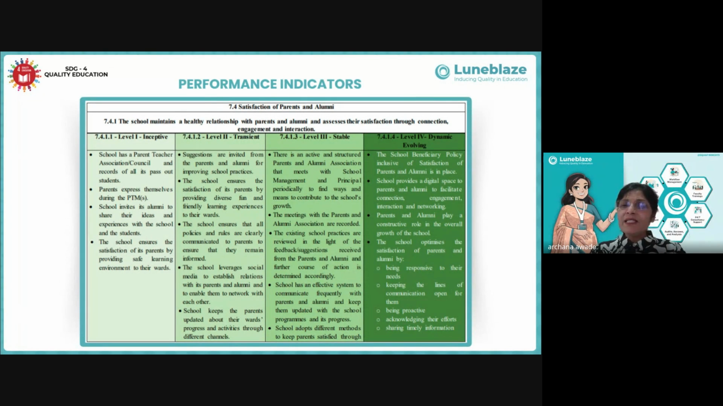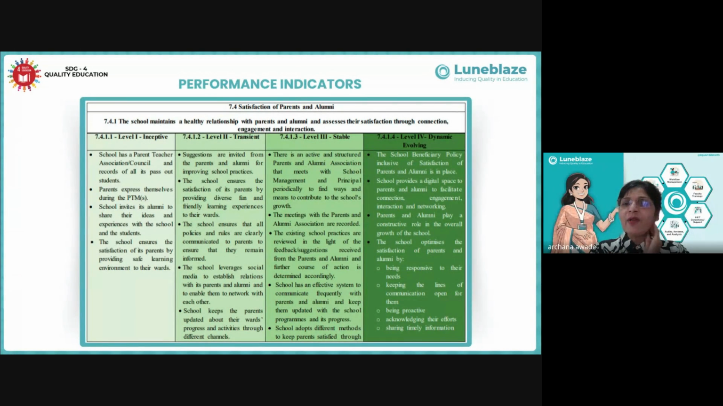Through these performance indicator statements, all the stakeholders, whoever is an external person or your internal school faculty, will look at the school with the same lens. So these performance indicators help everybody to be on the same page. If these look-fors are present in your school, then you are at a certain level. This will help you assess at what level your school is when it comes to beneficiary satisfaction.